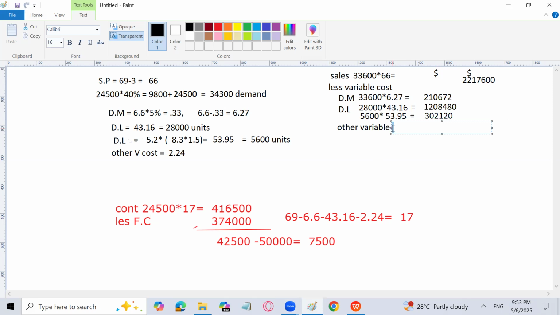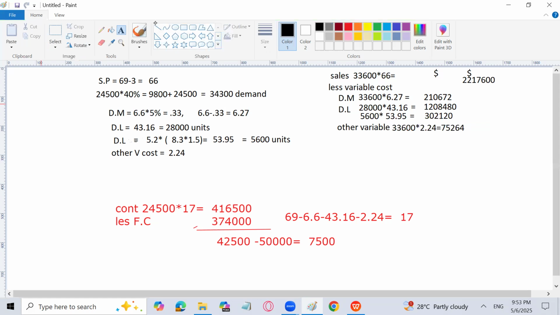That is for all units. That is 33,600 multiplied by 2.24. 75264. No zero will come, that is all.